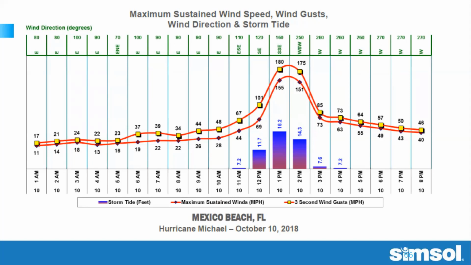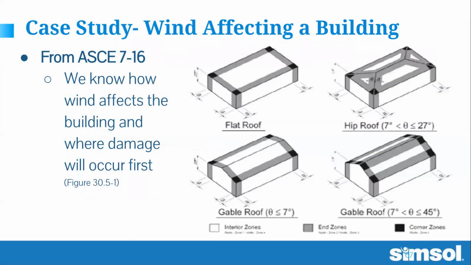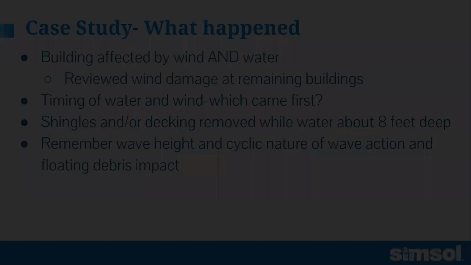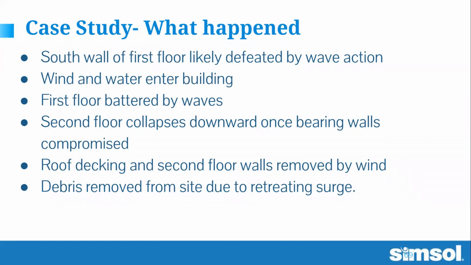So in this case, we know how the wind affects the building and where to look for the damage. But the timing of the water, which came first, the water was about 8 feet, 9 feet deep when the second floor came off. So likely what happened here, the south wall of the first floor deflected by wave, caused the building to collapse, and the rest of it was destroyed by wind. And the surge, as it retreated, scoured the site clean.